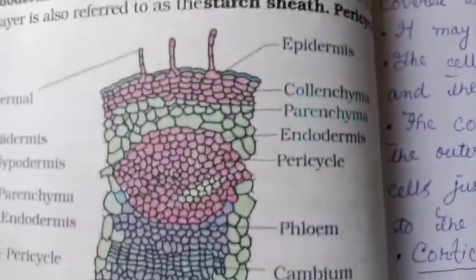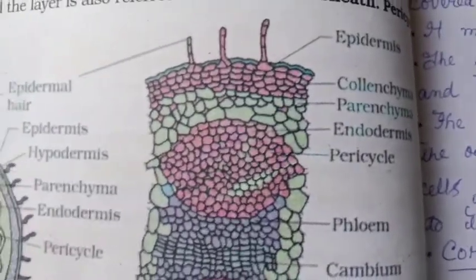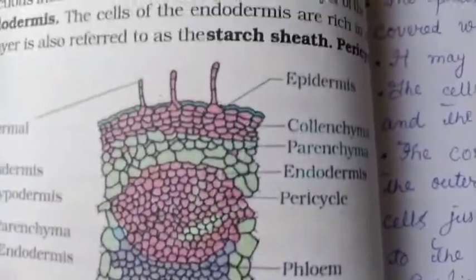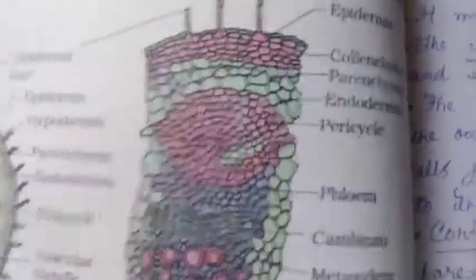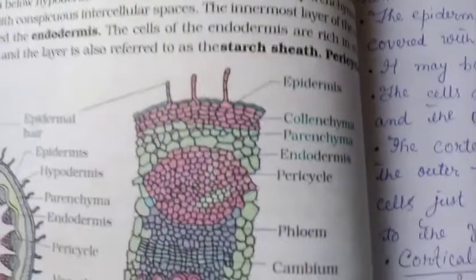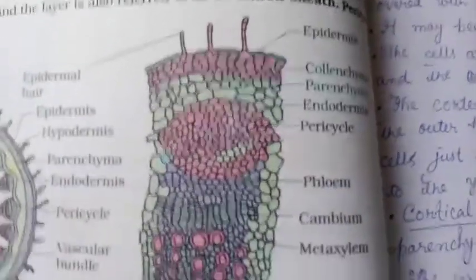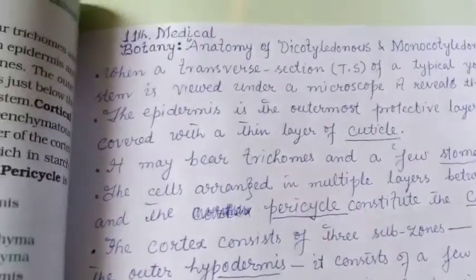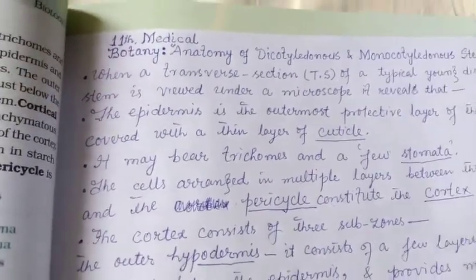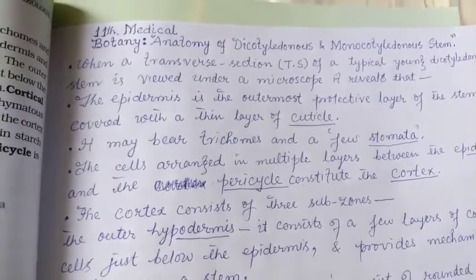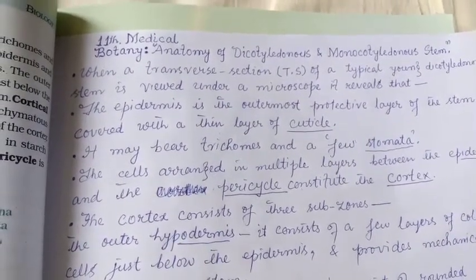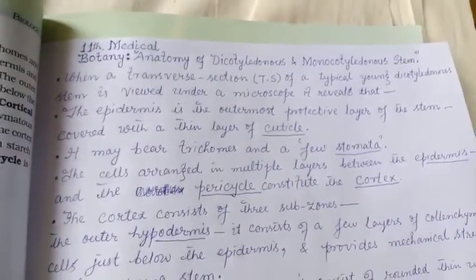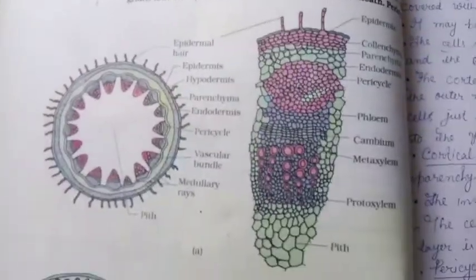It may bear trichomes, known as epidermal hairs, and a few stomata if it is young and green. And the cells arranged in multiple layers between the epidermis and the pericycle constitute the cortex.